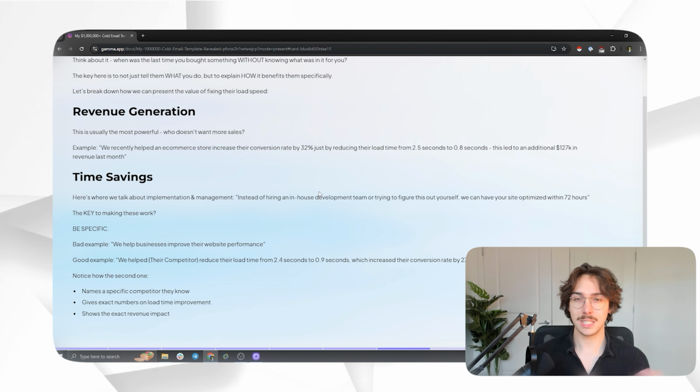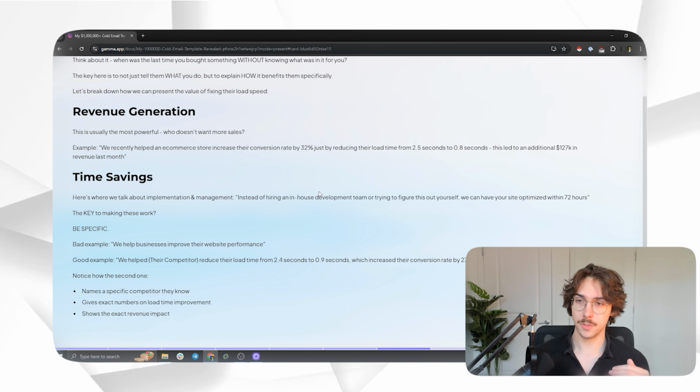The other angle you can take a lot in B2B services is time savings. So here's where we can talk about implementation and management. Like, hey, instead of hiring an in-house dev team to try and figure this out yourself, we can have this optimized in 72 hours. So that's a different angle. Now, you might want to split test both of these, or depending on your product or service, you might already know the specific angle of why people buy.